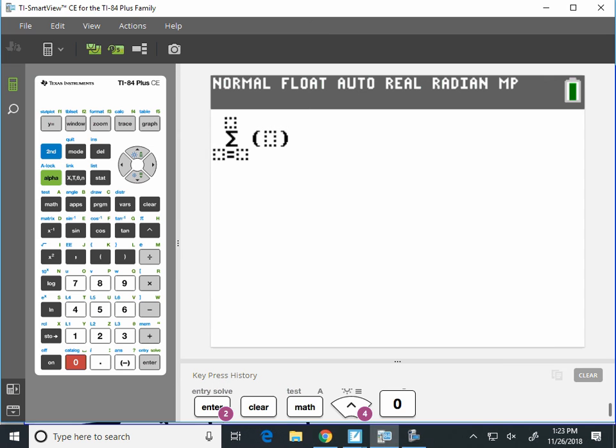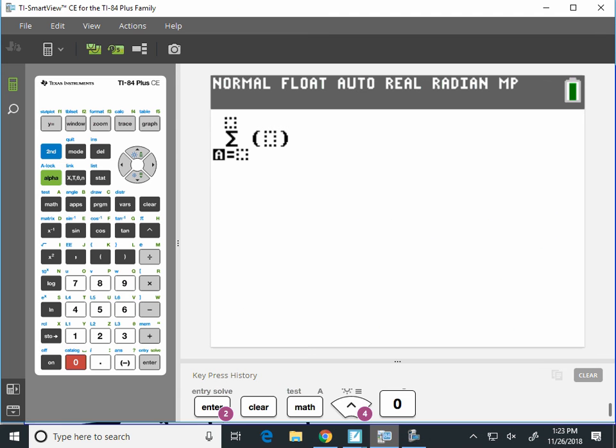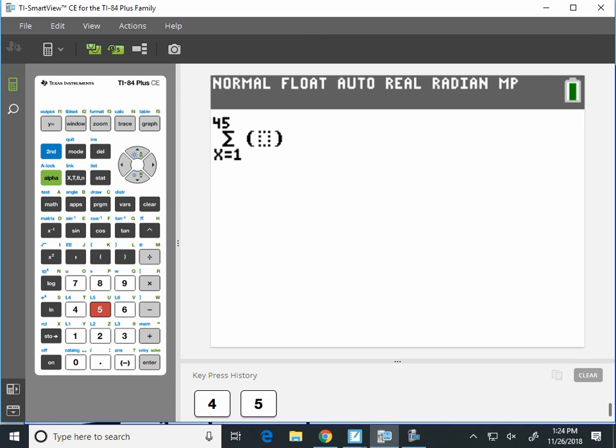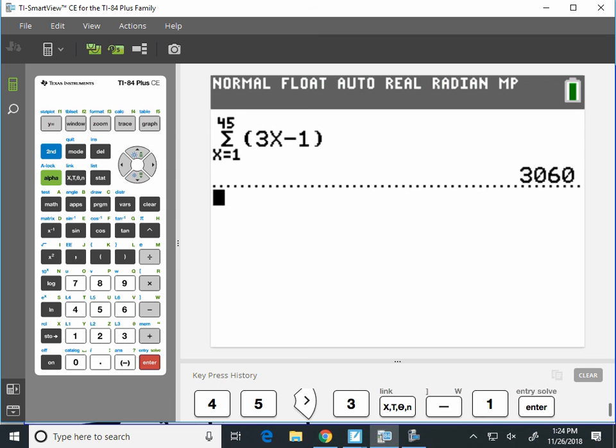Let's do the problem that we just finished. All right, let's type in this sigma that we just did. The only thing you have to be careful of is the calculator. You cannot use the variable n. You have to use x on your calculator. But other than that, it's the same thing. So we're going to use an x. You type x equals, what was my lower index? 1. Arrow up. The top index was 45. Then in the parentheses, what was your equation? 3x minus 1. Just make sure you use an x. And then, when you hit enter, that tells you your answer.